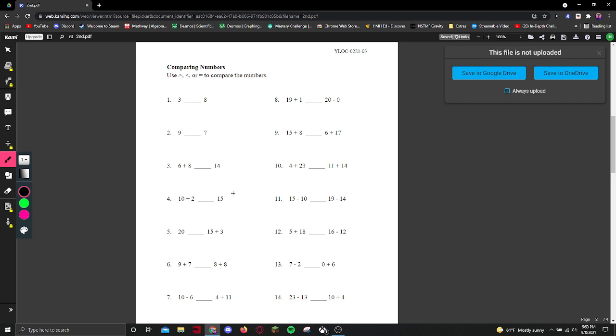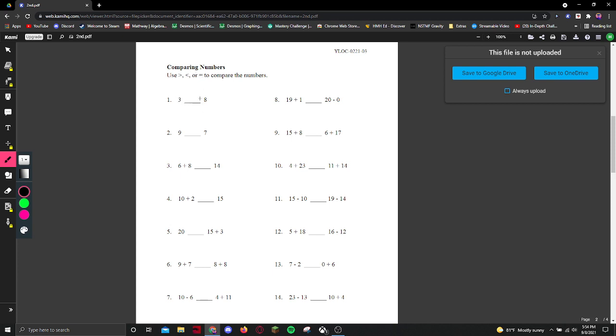So that's all there was for finding values, and you go repeat that over and over. And so for our third part, we have comparing numbers. The directions are to use greater than, less than, or equal to compare the numbers. So for number 1, we have 3 and 8. Now we have to use one of these symbols to make a comparison of both of them.